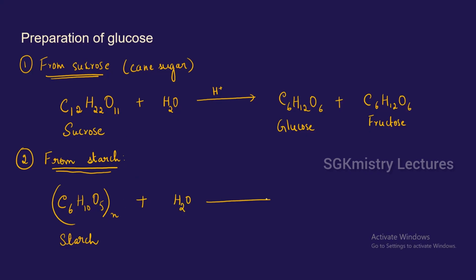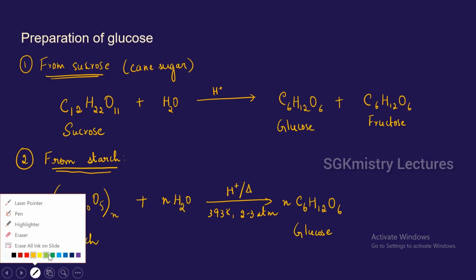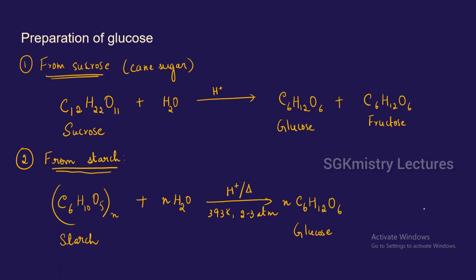So you treat it with water. You get glucose. Now since there is n here, I write n here also. And of course, here you use acid. As I already told, you have to heat it, that is 393 Kelvin temperature and a pressure of 2 to 3 atmosphere. Not a very high pressure, but yes, under pressure this reaction takes place to give glucose as the product. This is the commercial way of preparation of glucose. So this is how we prepare glucose, first from sucrose as well as from starch.